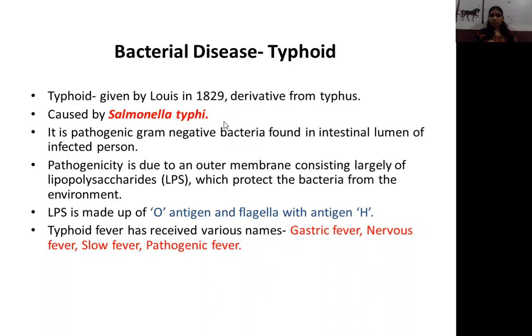And what about Salmonella typhi? Its pathogenicity is due to the outer membrane consisting largely of lipopolysaccharides, which is called LPS, which protects the bacteria from the environment. And that LPS is made up of O antigen, and the flagella have antigen H.